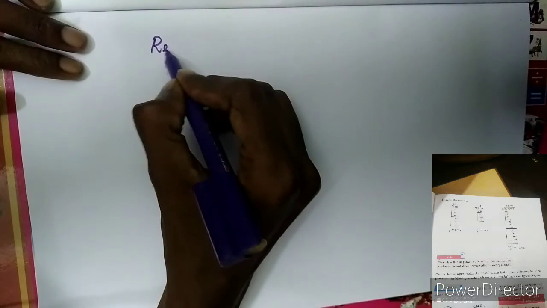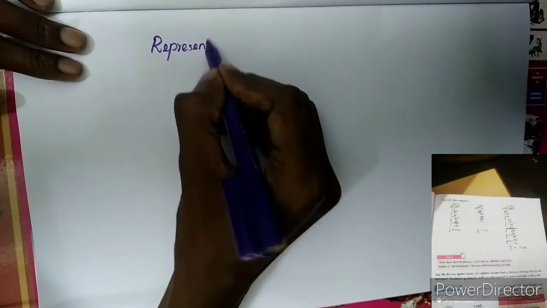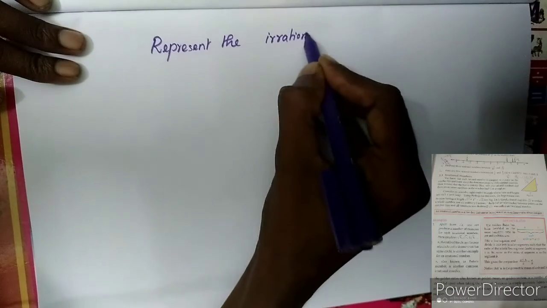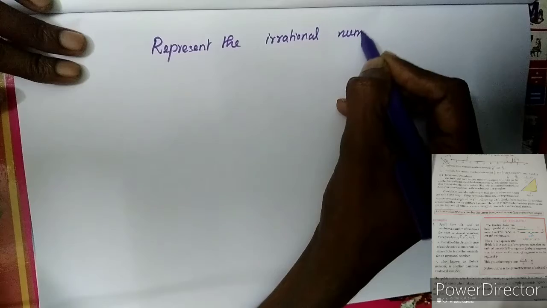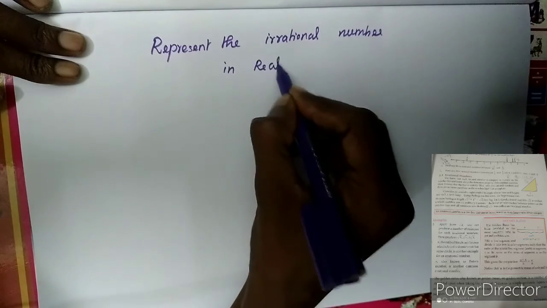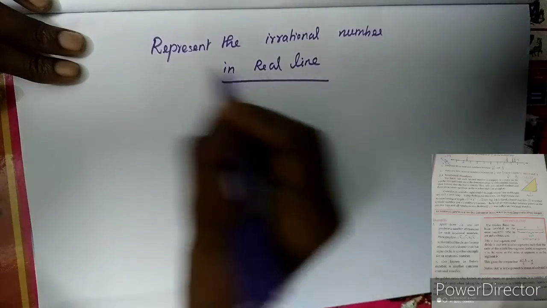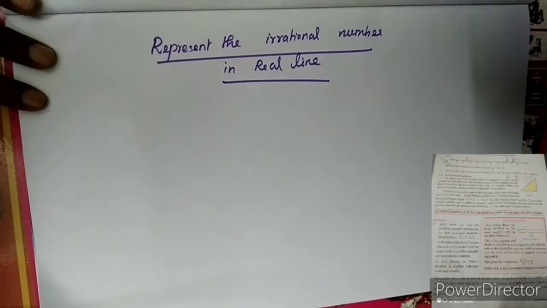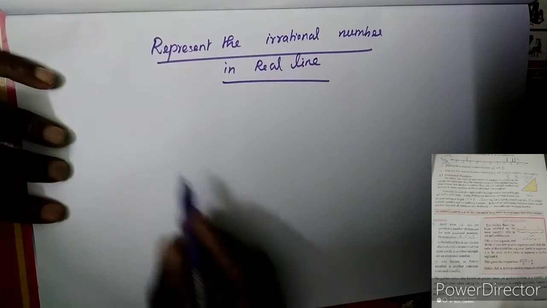Now the next heading is representing an irrational number on a number line or real line. It is one of the important headings.